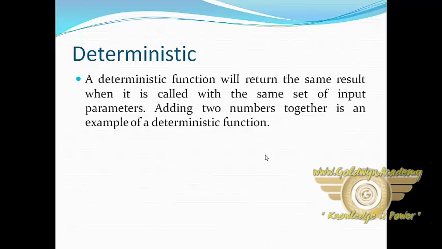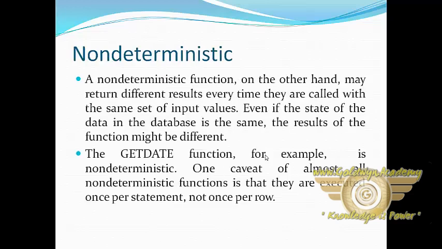Now let's see about non-deterministic functions. A non-deterministic function, on the other hand, may return different results every time it is called with the same set of input values, even if the state of the data in the database is the same. The result of the function might be different. The getDate function, for example, is a non-deterministic function.